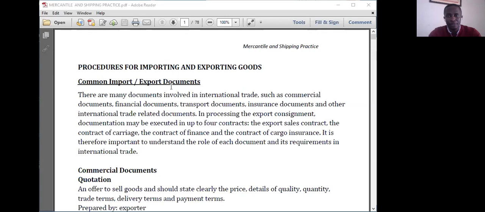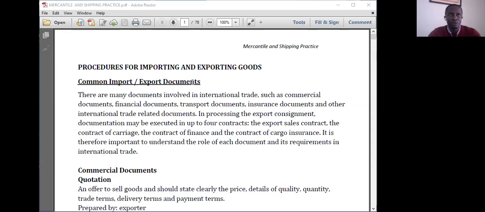I want to take you through a unit in Mercantile and shipping practice. This is for students taking ABMA, Shipping and Logistics, Level 4. And our unit for today is Mercantile and shipping practice. Now, straight away, we'll go to topic 1. And topic 1 is talking about the procedures for importing and exporting of goods.